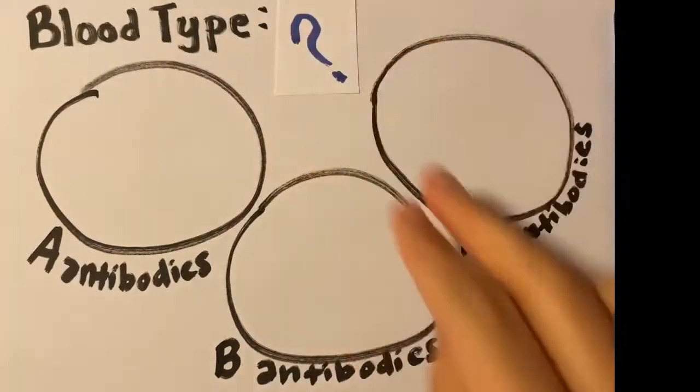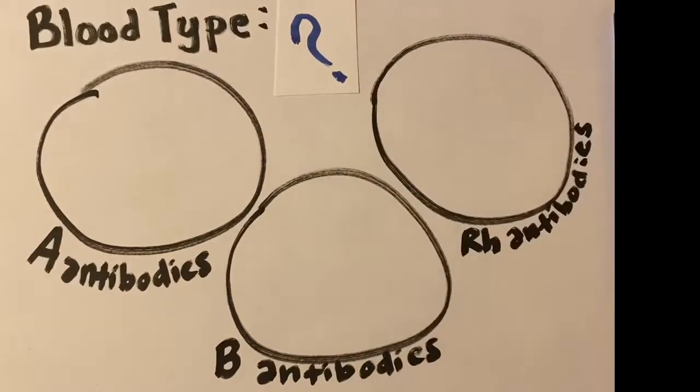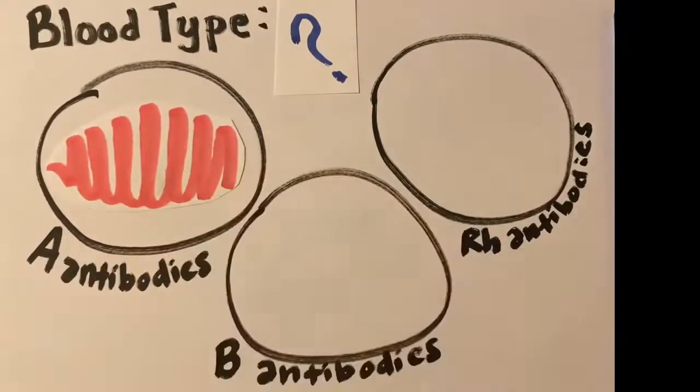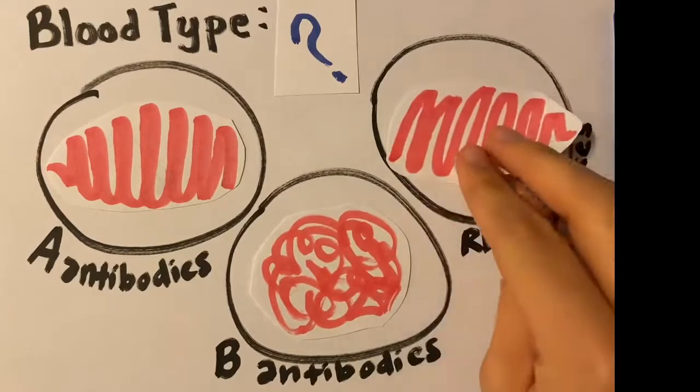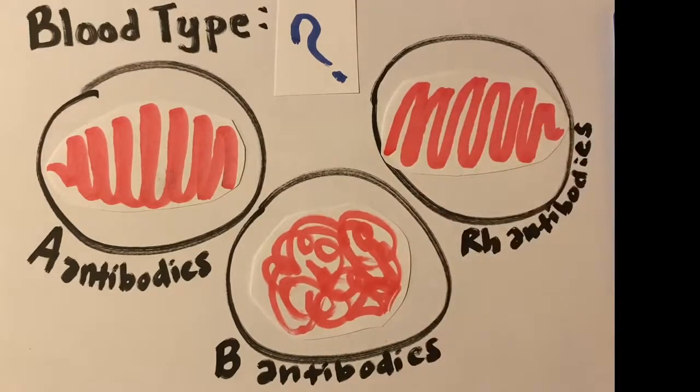Here is an unknown blood sample. It does not clump when added to antibody A. It clumps when added to antibody B. And it does not clump when it is added to antibody for Rh. What type of blood does this person have? Pause now to answer on your own.